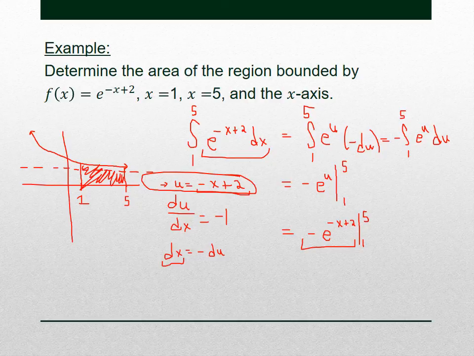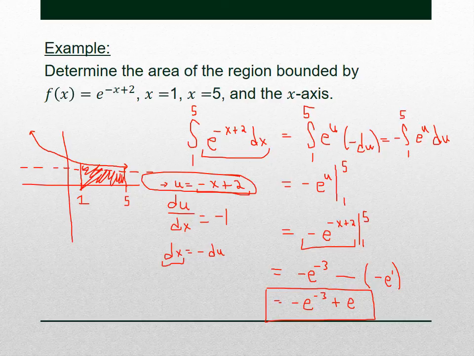So what is that? Well, when we plug in 5, we get minus e to the negative 3. And then we're going to subtract, and when we plug in 1, we get minus e to the 1. And so that's minus e to the negative 3 plus e. You don't have to approximate that as a decimal. Just box that answer. Remember, e is just a number, so e to the negative 3 is just a number. When you add and subtract, that's still just some number. And that is the area between the graph and x equals 1, x equals 5, and the x-axis.